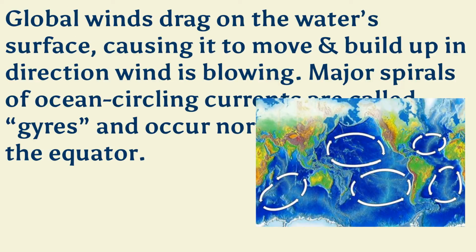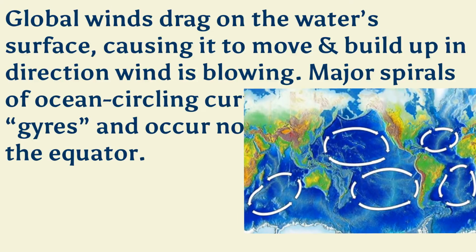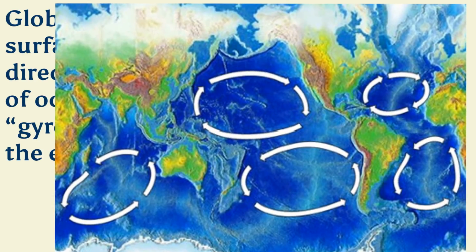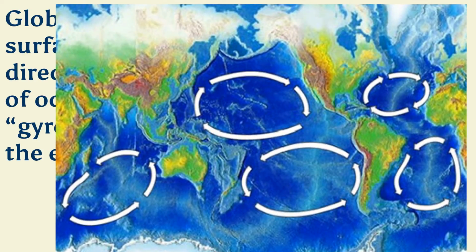Global winds drag on the water's surface, causing it to move and build up in the direction the wind is blowing. And just as the Coriolis effect deflects winds to the right in the northern hemisphere and to the left in the southern hemisphere, it also results in the deflection of major surface ocean currents to the right in the northern hemisphere, a clockwise spiral, and to the left in the southern hemisphere, a counterclockwise spiral. These major spirals of circulating ocean currents are called gyres, and they occur both north and south of the equator. They do not occur at the equator, though, where the Coriolis effect is not present.